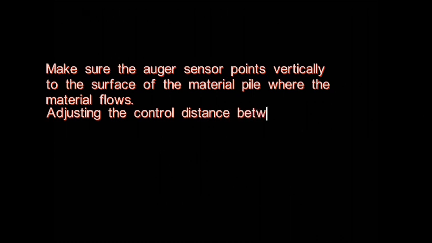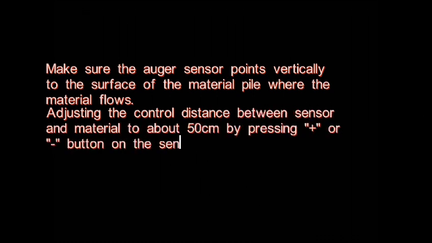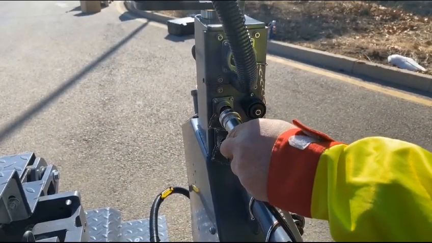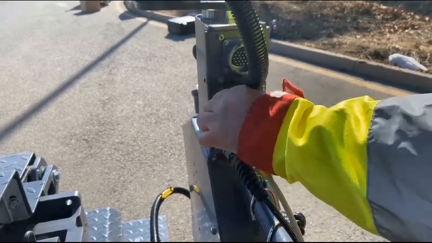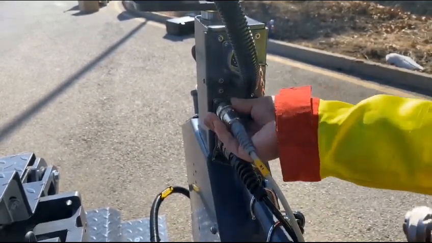Make sure the auger sensor points vertically to the surface of the material pile, where the material flows. Adjust the control distance between sensor and material to about 50 cm by pressing the plus or minus button on the sensor. Connect the cable to the socket on the side shield and the auger sensor.